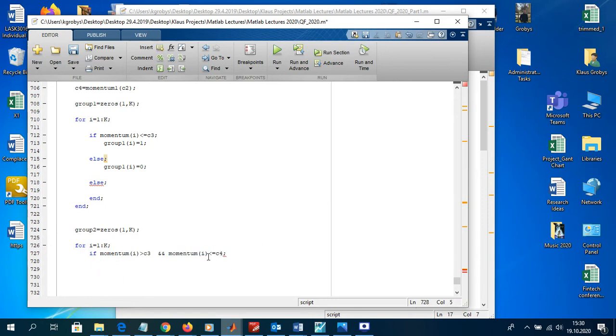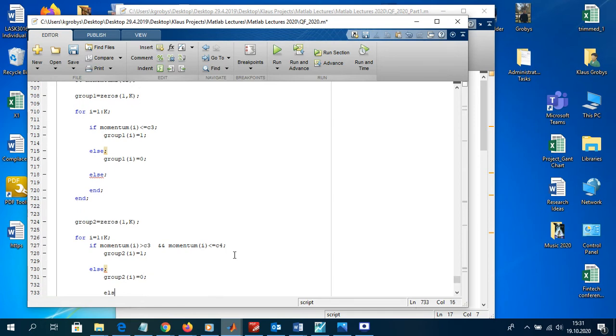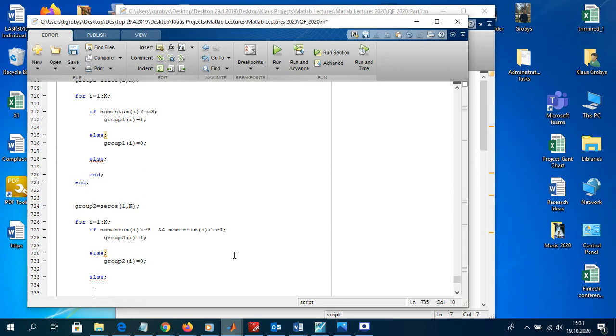Those that are not a part of the third group and not a part of the first group. Now here, this obviously is the opposite sign. So obviously these guys are in the middle group, they should get a 1, and otherwise the corresponding stock I should get a 0, because then it's obviously not in this group here. We have to end this if command, and we have to end the for loop as well.